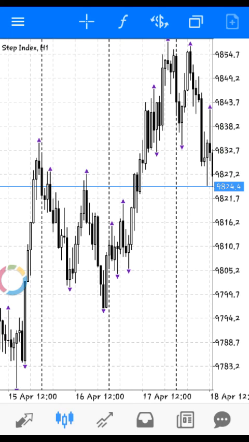So now what's order flow? Order flow is basically the way the orders are stacked and arranged.